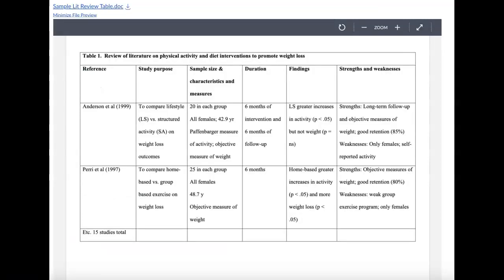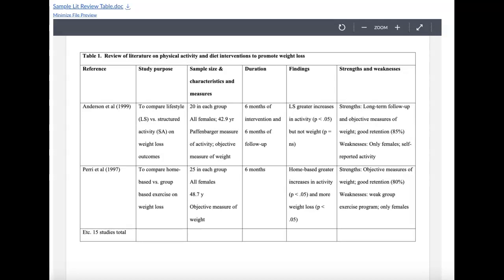So here's one example of an abstraction table. You'll see in this column they have the reference, so it's the author and the year. They also state a brief purpose of the study. They also have a column on the sample size and characteristics and the measures. Please follow the format that you've been provided in the instructions. I think it's really helpful to separate these things out into separate columns: the duration of the study, their overall findings, and then strengths and limitations.